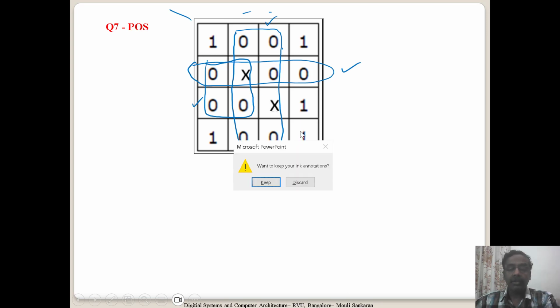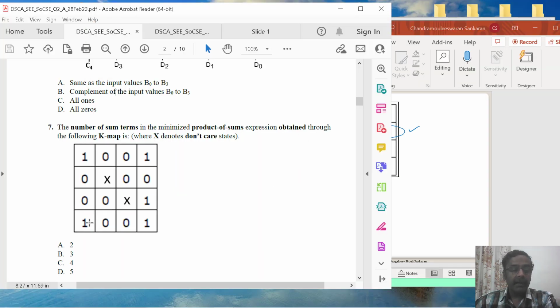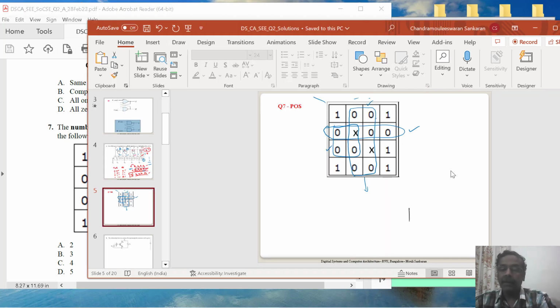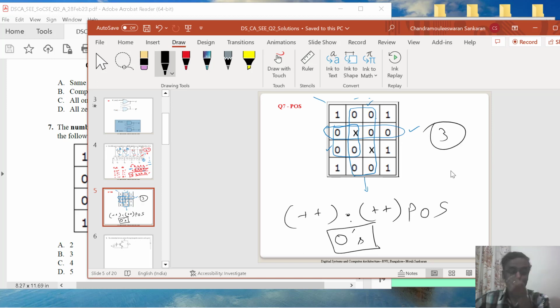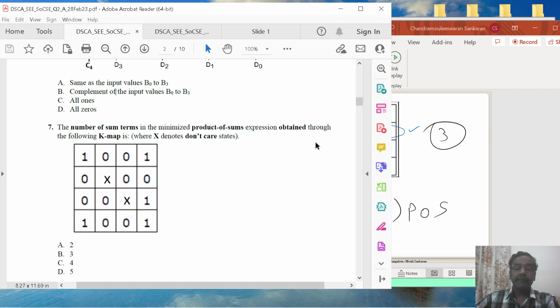Now let us look at the question. Let me keep this. Here, if I am doing a product of sums, now is it a product of sums? I told you that product of sums term is performing sums first and then doing a product. So that means I need to consider zeros. I need to group them. So as I have grouped it, I got 3 sum terms. That means B is the correct answer here.